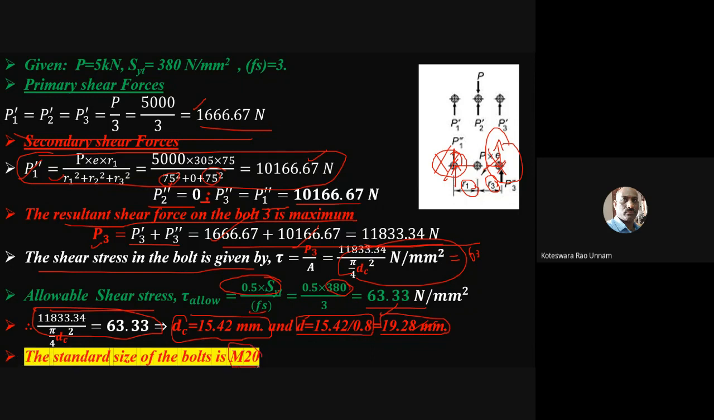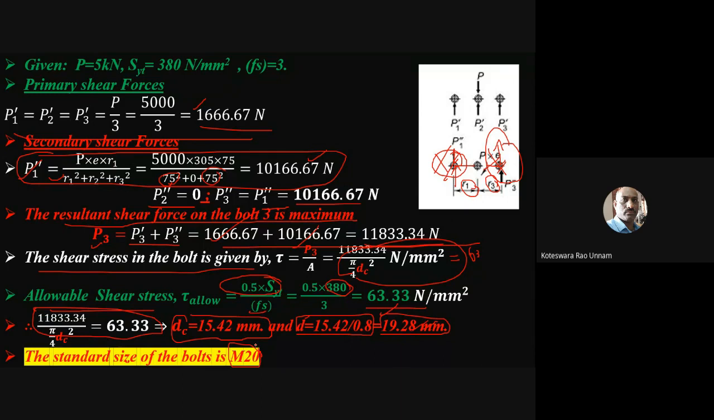If you have a data book with you, you can open it now and see what standard diameters you have. 19.28 is definitely not going to be there. So I am opening the data book. You also open the data book. Now you can see that also.